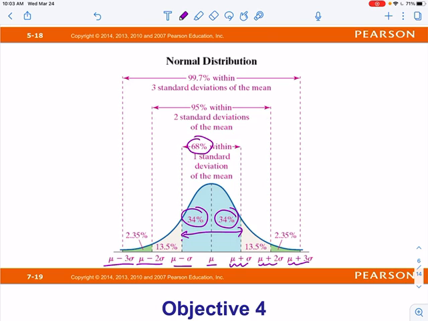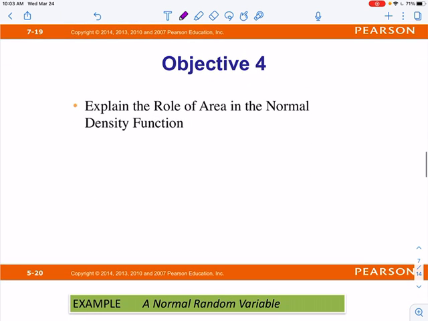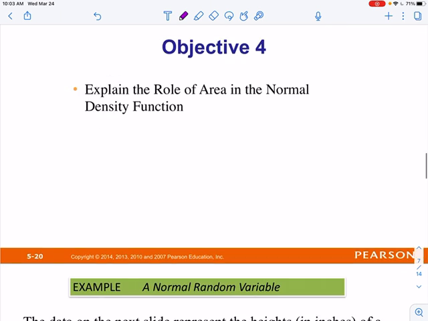And that's really, again, all that there is to know about objective number 3. So now we're going to look at objective number 4. We're going to explain the role of area in the normal density function.